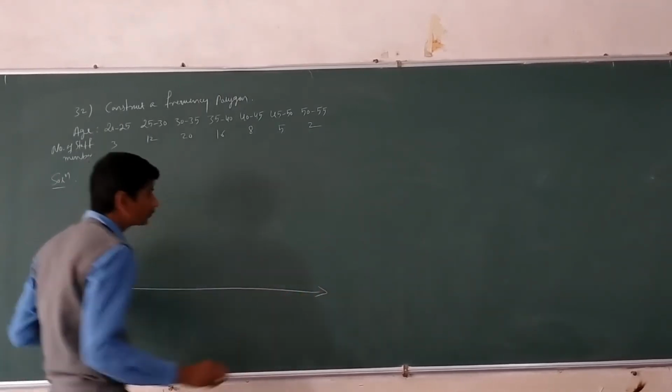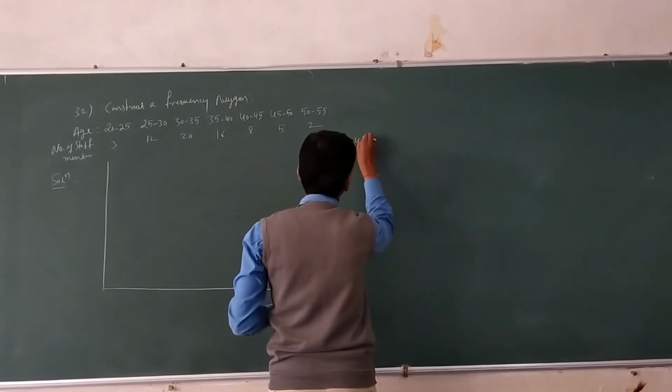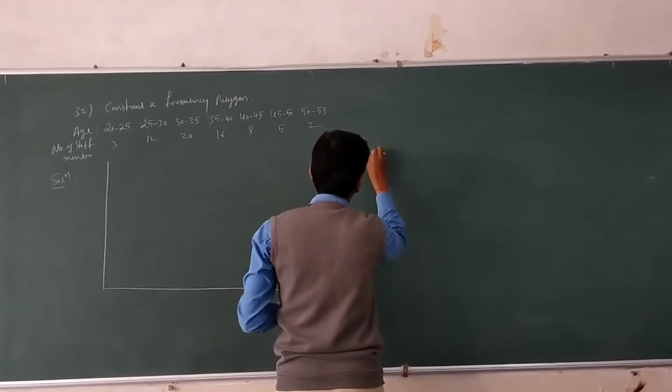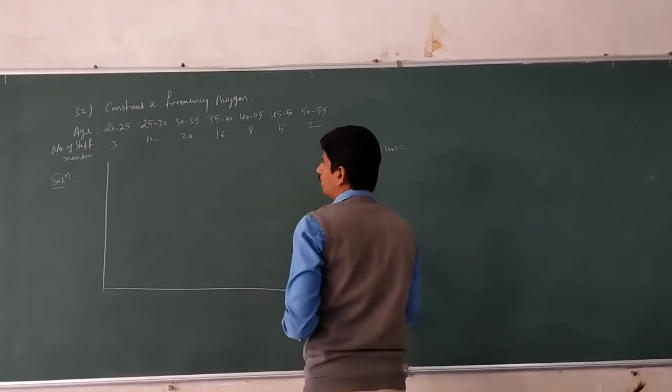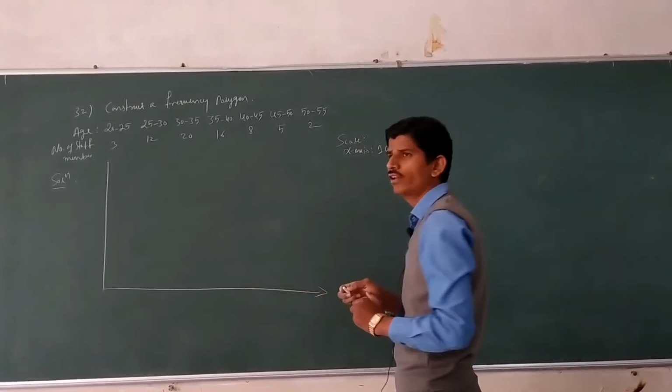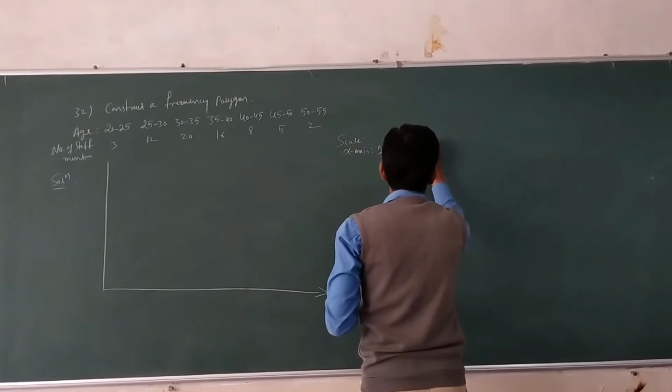Scale. X-axis: 1 centimeter equals, see here the lowest is 20 and the highest is 55. You have to take 5 units, 1 centimeter equals 5 units each.